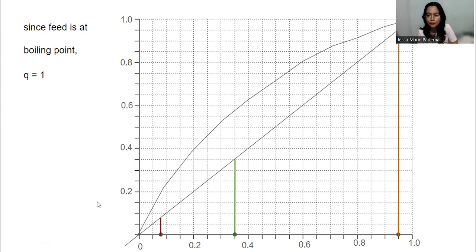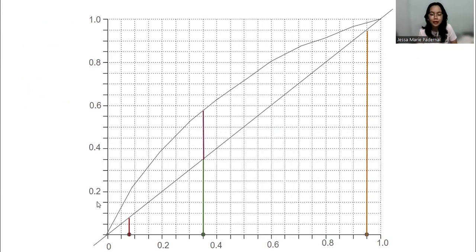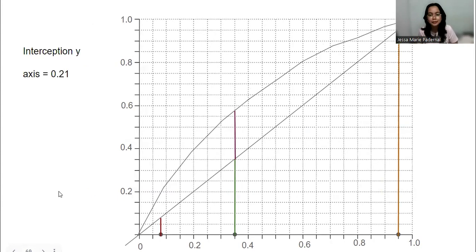Since our feed is at boiling point, our q will be equal to 1. Therefore, we draw a vertical line towards the equilibrium line, and this vertical line is because the slope is infinity. For our rectifying line, it begins at point xd with a slope of 0.78 to the intersection of the y-axis, that is equal to 0.21.